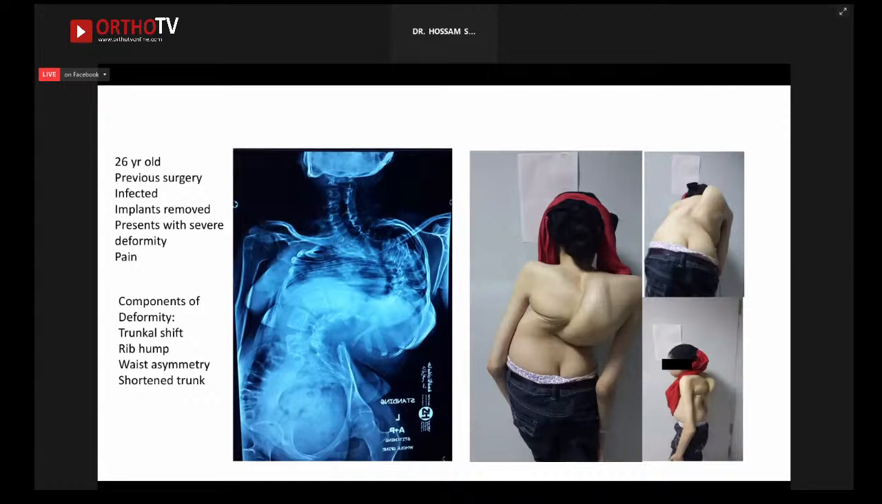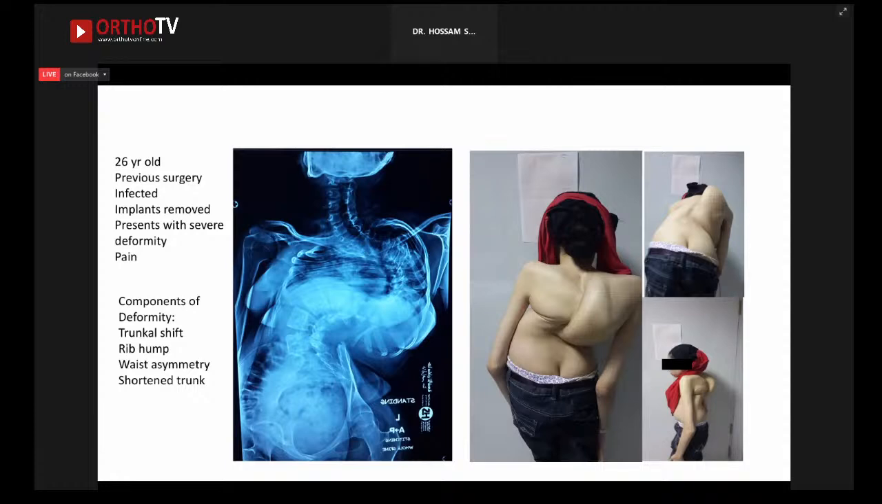This is a 26-year-old with a previous surgery that was infected, implants removed, and she presents with very severe deformity. You can look at how bad she looks with a truncal shift to the right, asymmetric shoulders, a huge rib hump, and you can see how horrible the x-rays look and the pelvic obliquity.